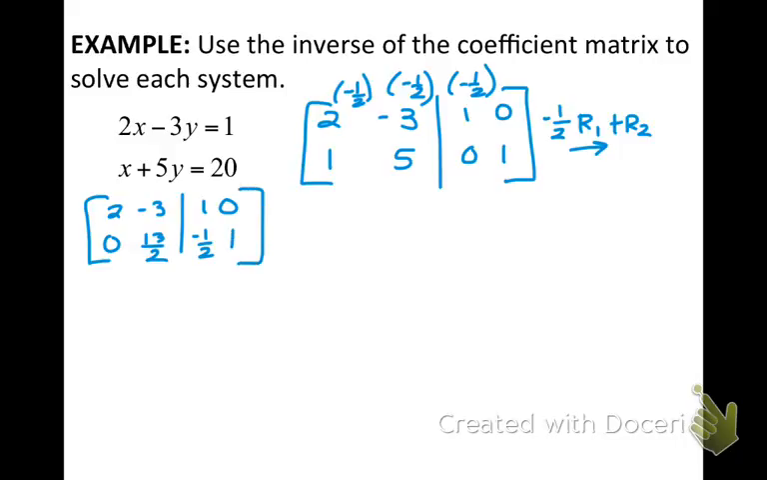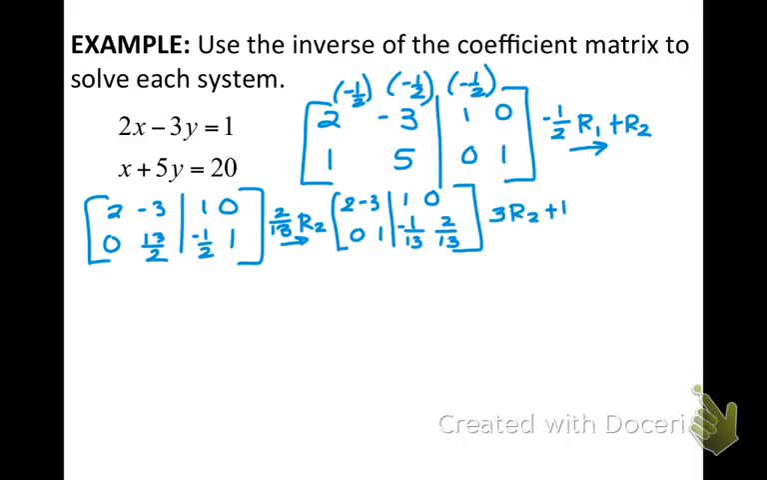Okay? All right, let's get rid of this funky fraction. Let's turn that into a 1. Multiply by the reciprocal, 2/13 R2. So 0, 1, that would be negative 1/13, and then 2/13. The first row is 2, negative 3, 1, 0. All right, negative 3 to a 0: 3R2 plus R1.